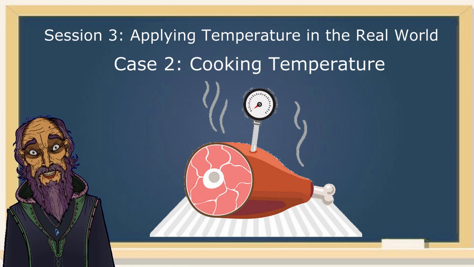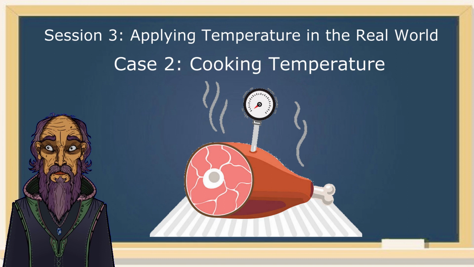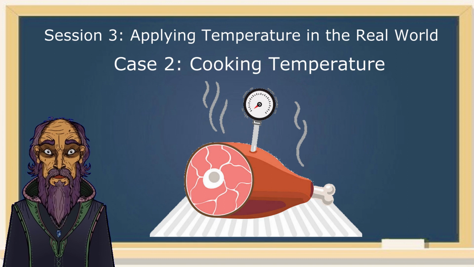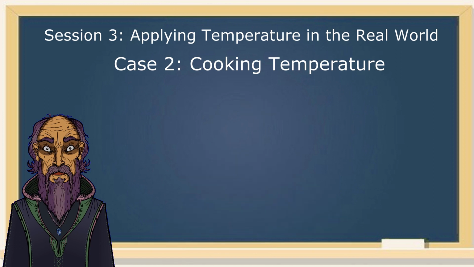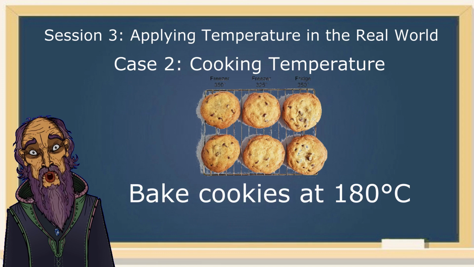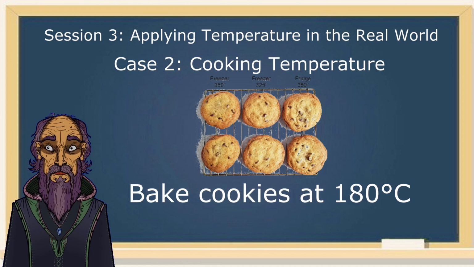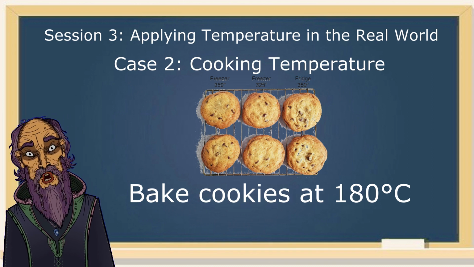Let's talk about cooking and the temperatures needed for our favorite dishes. How we use it in the real world. Example: we need to bake cookies at 180 degrees Celsius. This ensures our cookies turn out just right.